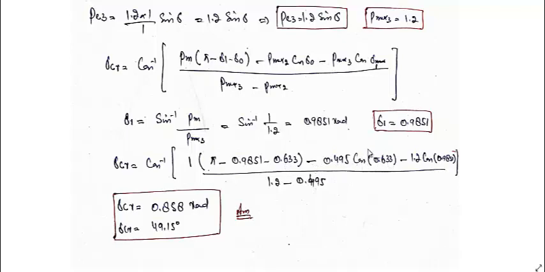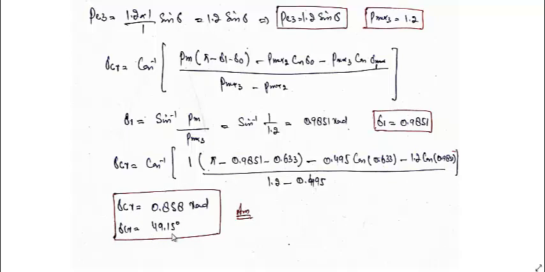Here it can be in degrees or in radians. If it is in degrees, you have to change the calculator mode to degrees. If you are using the angles in radians, you have to change the mode of the calculator to radians. Here you can use both degrees and radians, but there you cannot use degrees. Minus 1.2 cos of 0.9851, divided by Pmax3, which is 1.2, minus Pmax2, which is 0.495. After calculating this, it comes out to be 0.858 radians, that is 49.15 degrees.